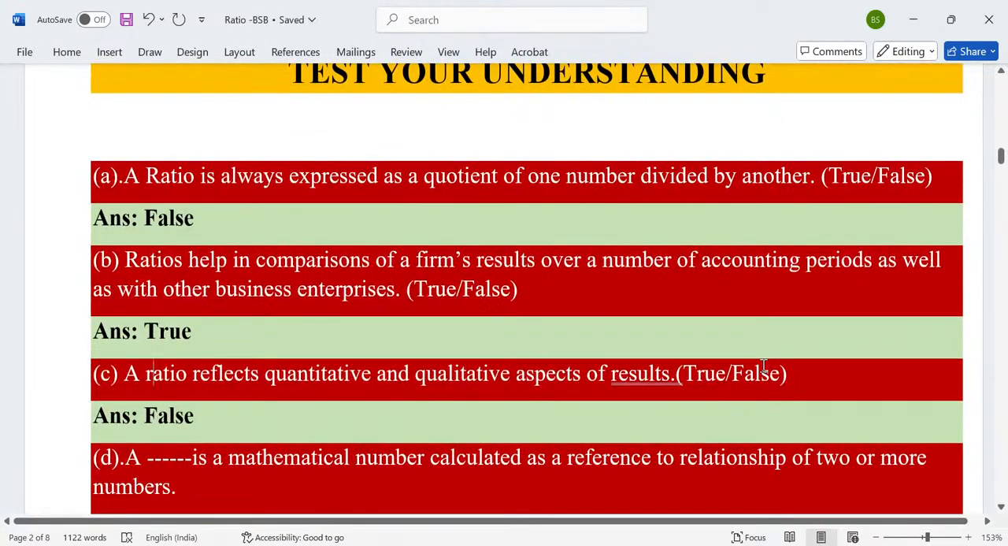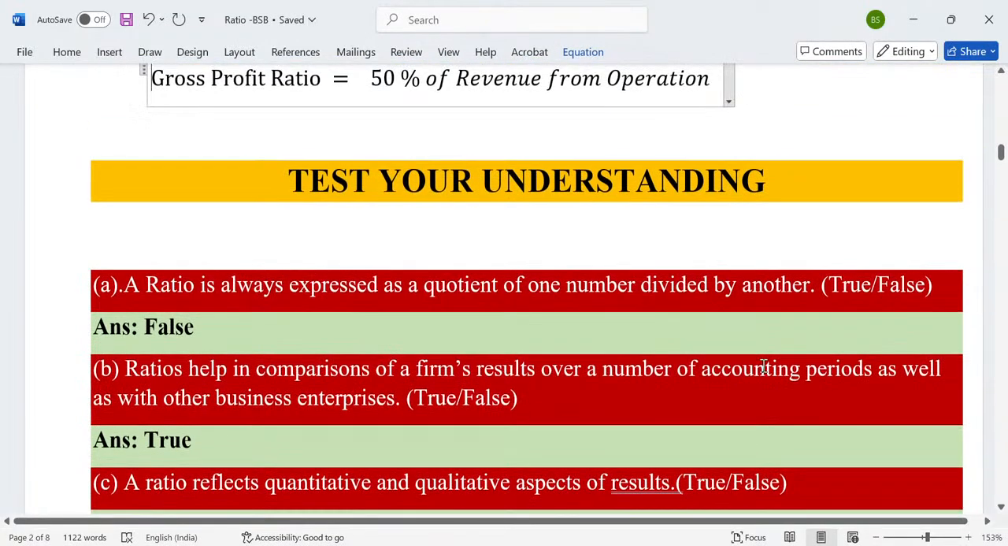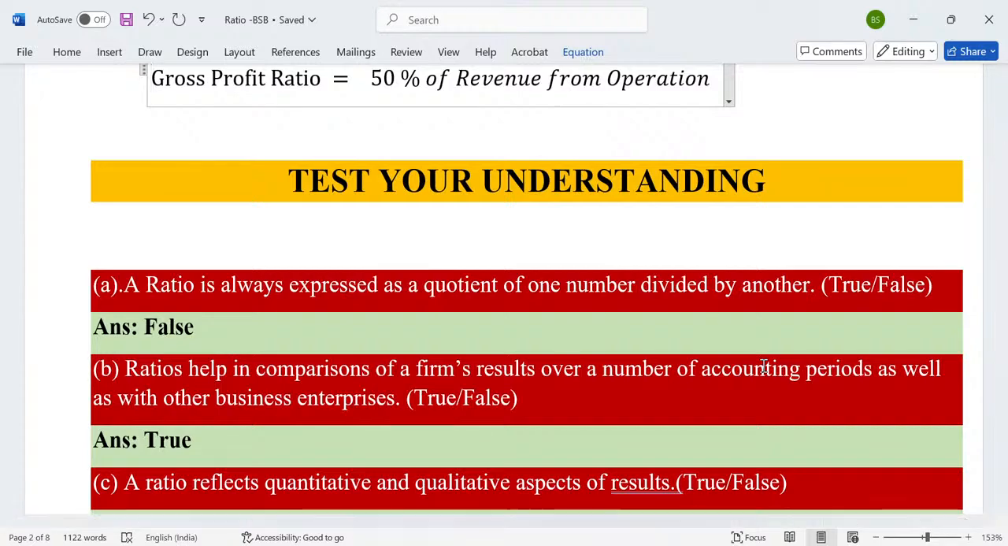Next, test your understanding. First question: ratio is always expressed as a quotient of one number divided by another. Answer is false, because ratio can be expressed as a percentage, proportion, number of times, or in fraction.